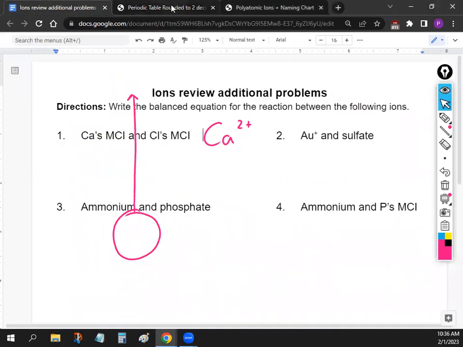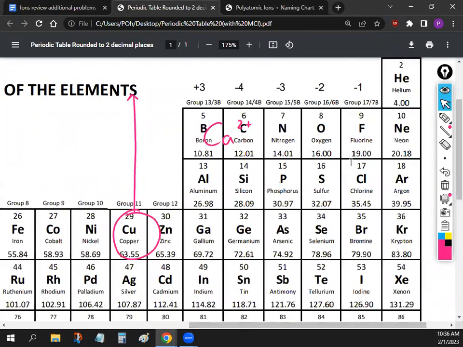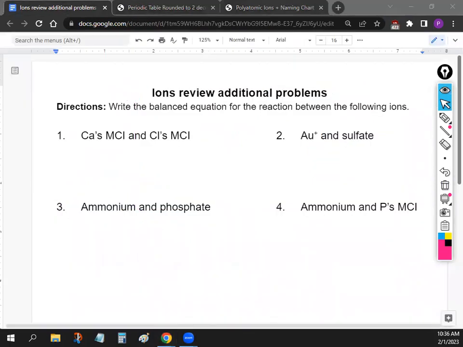Okay, and then the other atom we're looking at is chlorine. Chlorine is right over here. And what is chlorine's MCI? Yeah, -1, just right underneath the column. Super easy. So when it says MCI, you're basically just looking for what ion it wants to become, and you just want to look at what column it's in. So we got calcium and we got chlorine, and we're putting them together.